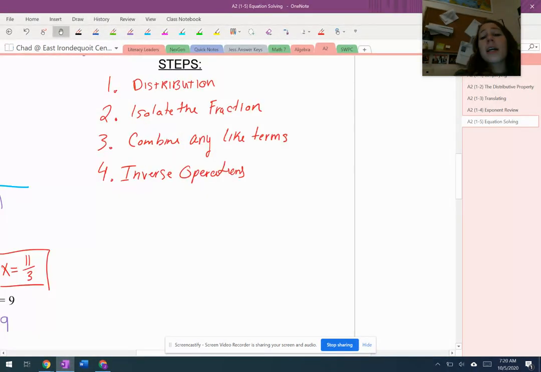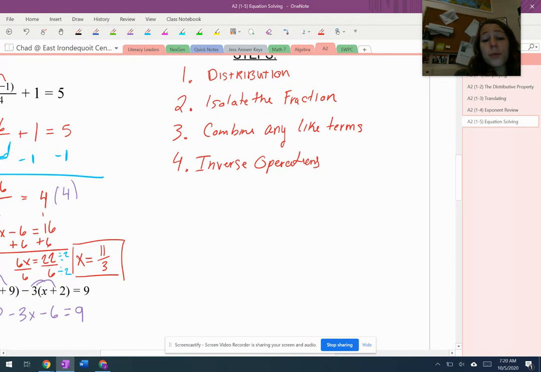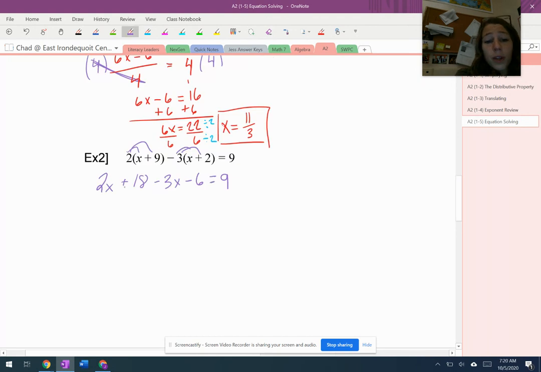Second step says to isolate the fraction. However, we don't have any fraction that we're dealing with here, so we can just jump right into combining any like terms. So 2x minus 3x, those are on the same side of the equal sign. Notice that, same side of the equal sign. So I'm not using inverse operations because I'm not moving things back and forth. When I'm on the same side of the equal sign, you're just combining like terms. So 2x minus 3x is a negative x, or a negative 1x. And then 18 minus 6 is going to be 6, 7, 8, a positive 12.